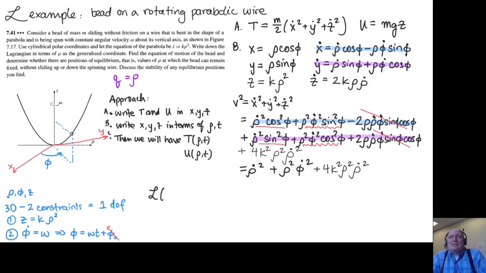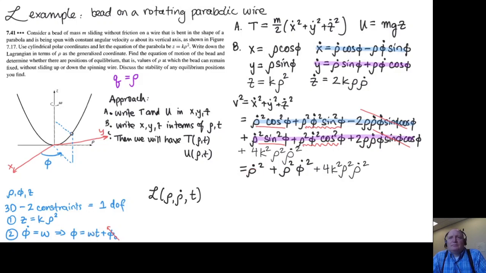And my Lagrangian will involve rho, z, and time. Cool. And why do I see that it's going to involve time? Well, remember, phi dot is not an unknown function. Phi dot is omega, the rate that the parabola is spinning. And we are told that that rate is constant.